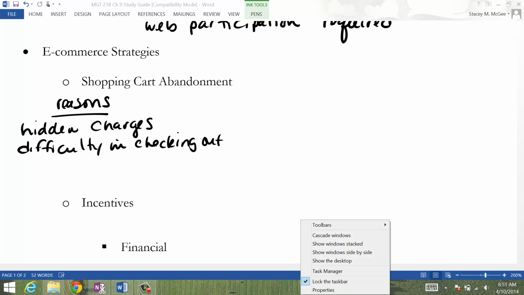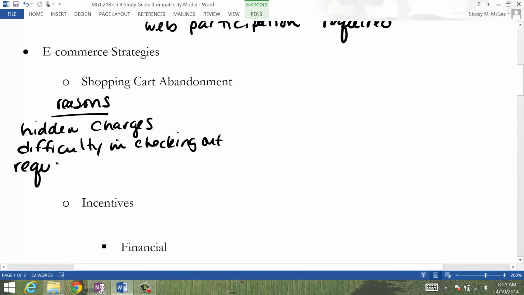A lot of times we don't know why people abandon it, but these are some of the more common reasons. Another one is requiring people to register in order to check out. A lot of times people don't like that. I just want to come here once. I don't want to have to register and give you all this personal information just to make a one-time purchase here. Sometimes they encourage people to do that, but if we require it, that's a turn-off for a lot of people.